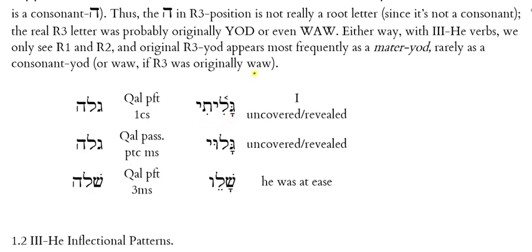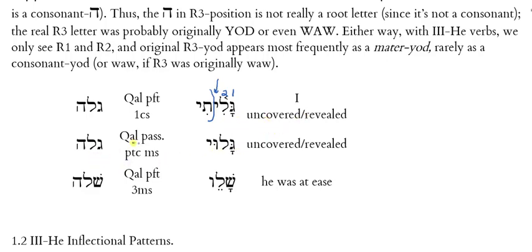So notice that what I see here is root 1, gimel, root 2, lamed, and then the personal ending is t, and what I have here is a hireq yod, which is actually a vowel, but that root 3 yod appears to be making an appearance as a mater yod here. It's not a consonant yod. So, I uncovered, or I revealed.